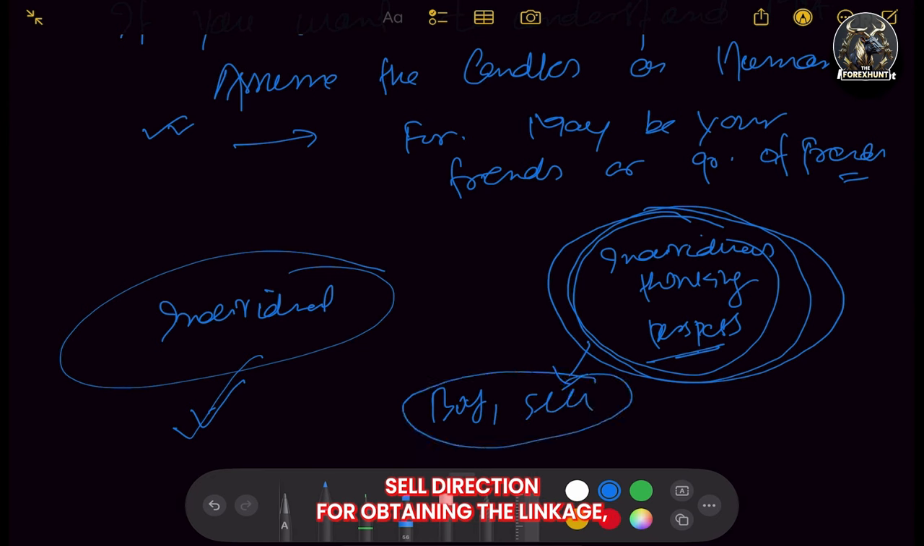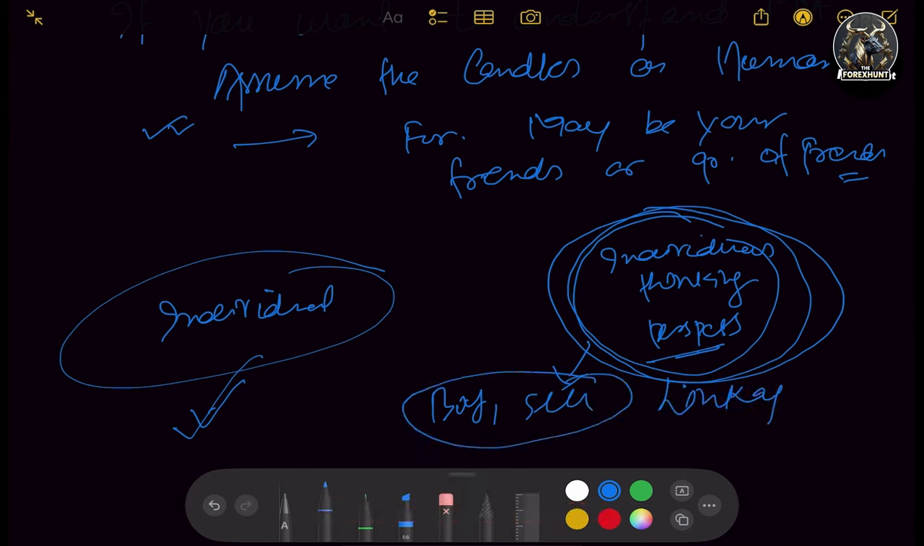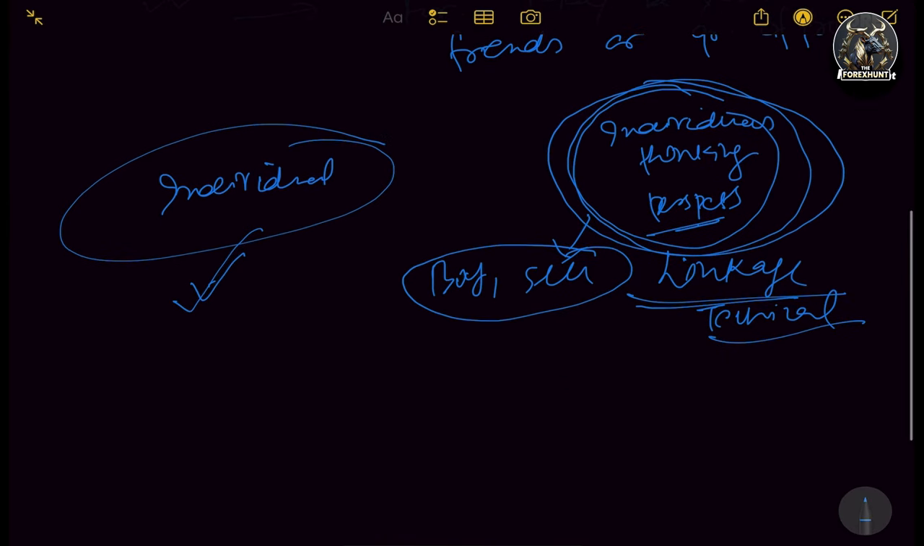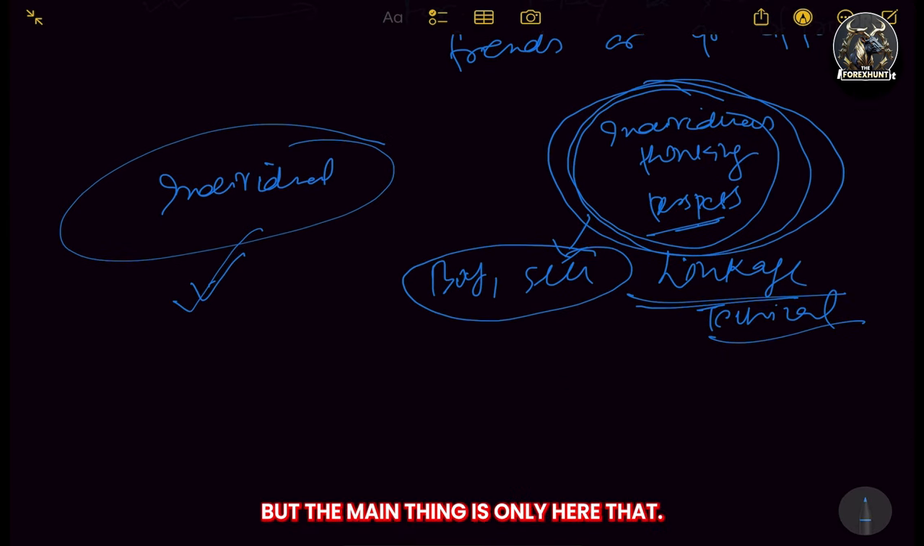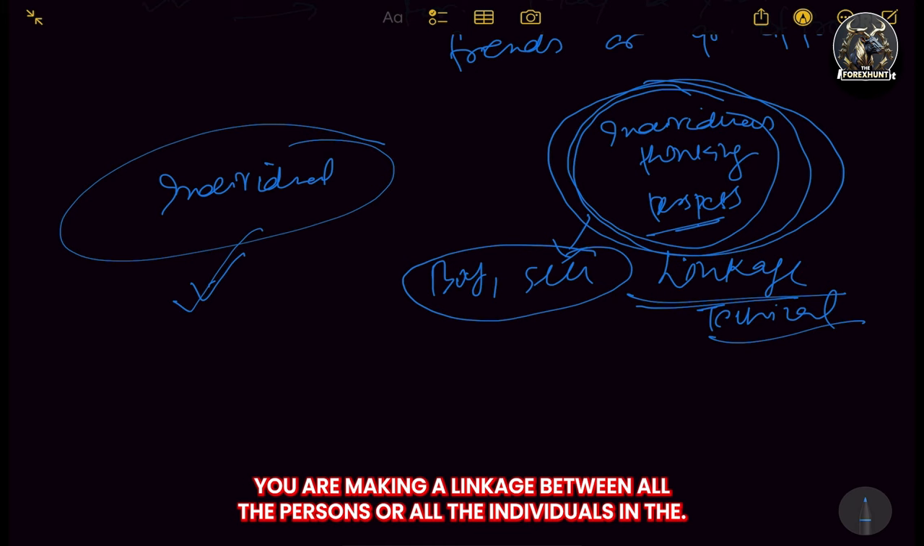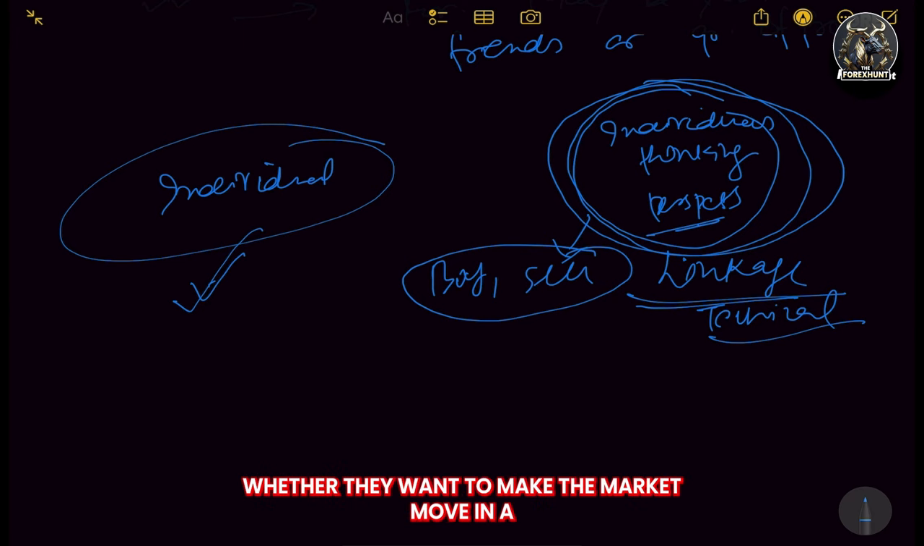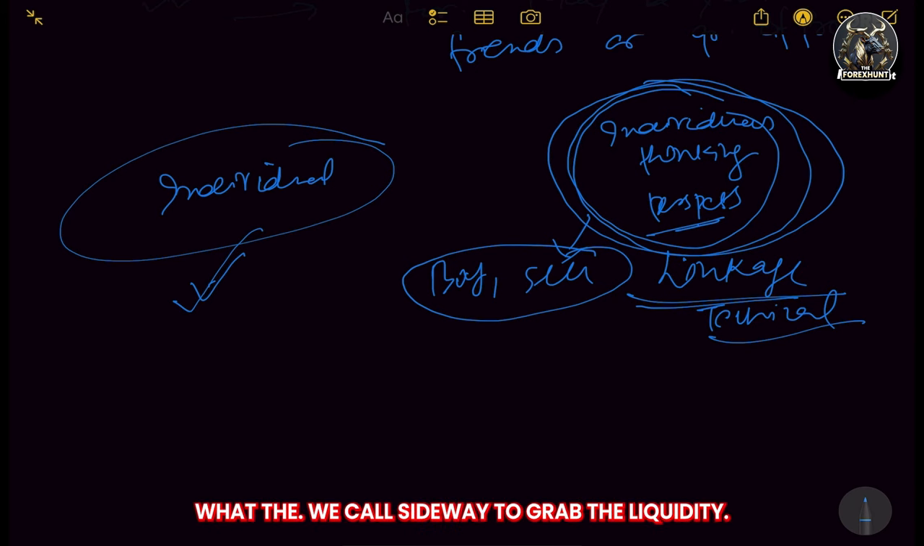For obtaining the linkage, the process of obtaining the linkage, we call it a technical perspective. Okay, we call it a technical perspective. But the main thing is that you are making a linkage between all the individuals in the market, what their thinking perspectives are, whether they want to make the market move in a buy direction or sell direction, or let it be sideways to grab the liquidity.